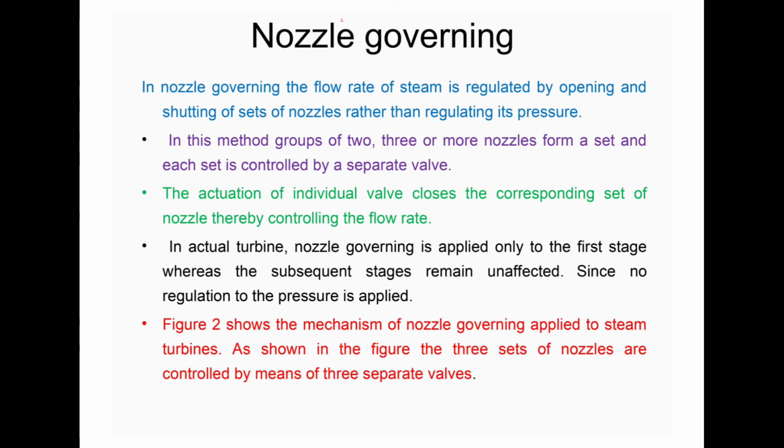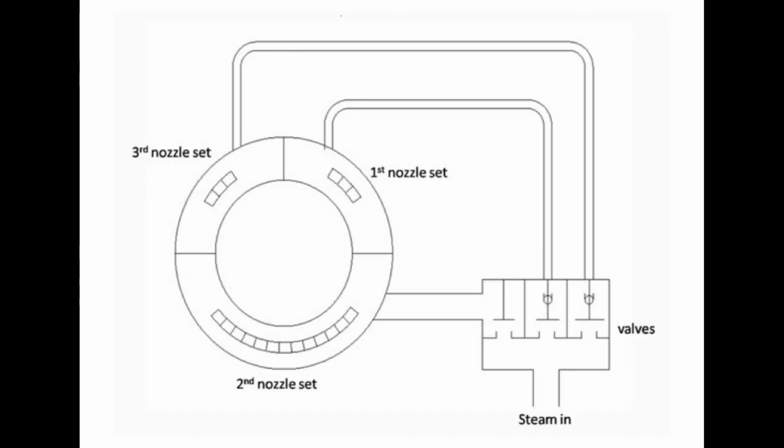In an actual turbine, nozzle governing is applied only to the first stage, whereas the subsequent stages remain unaffected since no regulation to the pressure is applied. Figure 2 shows the mechanism of nozzle governing applied to a steam turbine. As shown in the figure, the three sets of nozzles are controlled by means of three separate valves. This is the nozzle governing system schematic diagram.